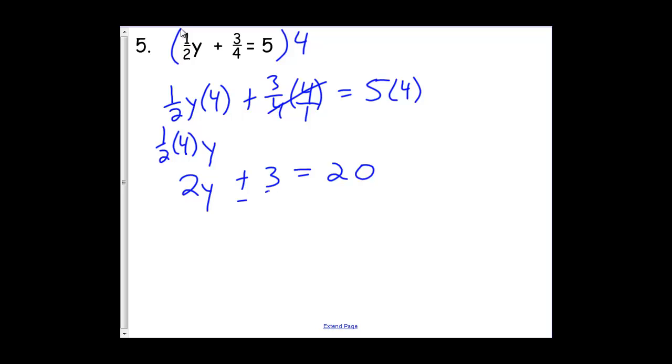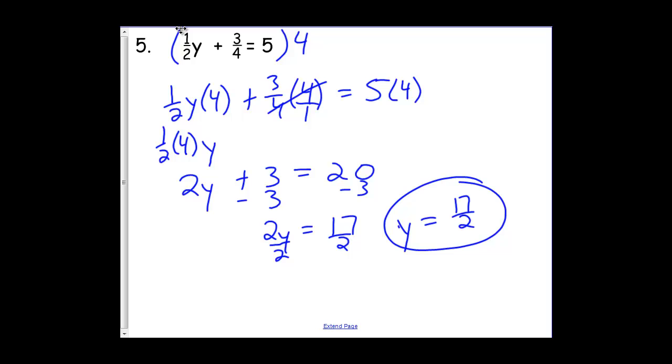Now I'm trying to get y by itself. I subtract the 3 on both sides. 2y equals 17. Last step, divide both sides by 2. Remember, improper fractions are good fractions. We like them better than mixed numbers. So y equals 17/2, and I'm good to go.